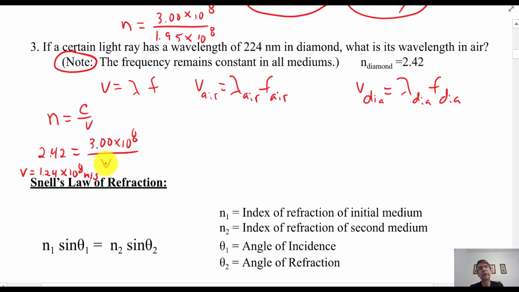So I'm going to go way back over here to the right again. That was basically my step number 1. I'm going to put a 1 over there for step number 1. Now I'm going to do step number 2 over here. All right, I have the velocity in diamond. I'm going to go back to red.